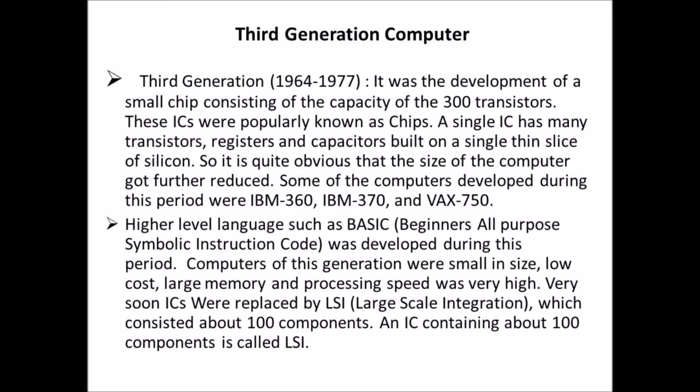Next is third generation computers. It was the development of a small chip consisting of the capacity of 300 transistors. These ICs were popularly known as chips. A single IC has many transistors, registers and capacitors built on a single thin slice of silicon. So it is quite obvious that the size of the computer got further reduced. Some of the computers developed during this period were IBM 360, IBM 370 and VAX 750. Higher level language such as BASIC was developed during this period.